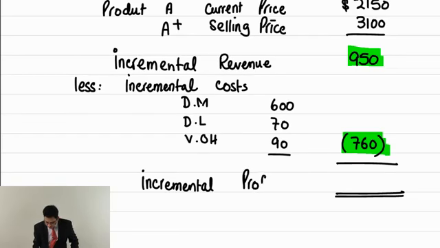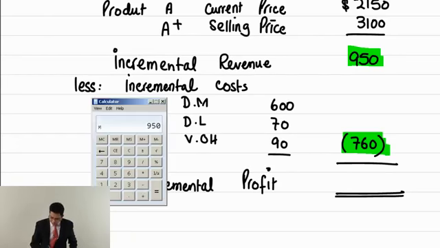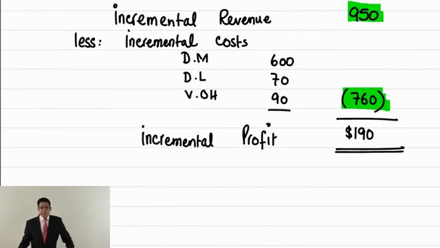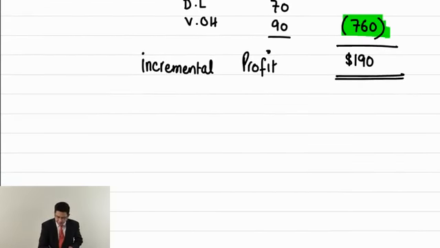This will be the additional profit from A plus. 950 minus 760, which is $190 of additional profit. So on its own, further processing looks financially viable, to process the product A into A plus. Okay, now here is the second part of this, which is sensitivity analysis.